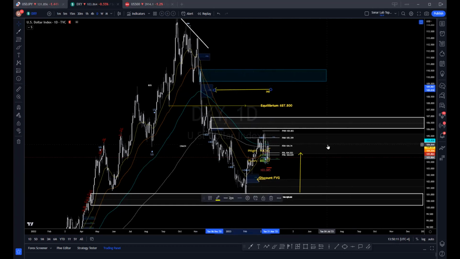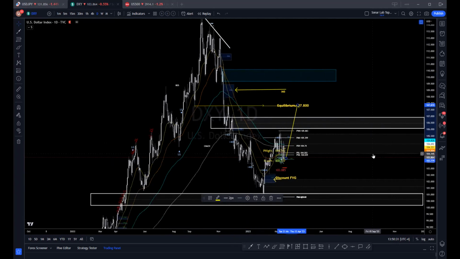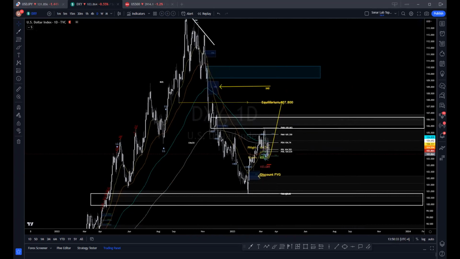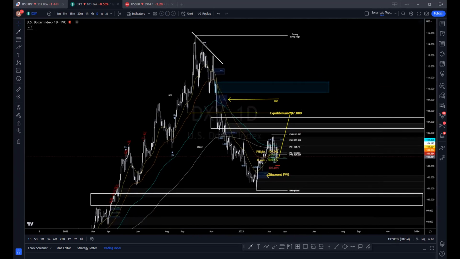So I don't know if price is going to go there. I don't know the future, but I can say I am looking for more dollar strength. Okay. I'm looking for more dollar strength to this swing low and this swing high, this swing high and this swing low. That would be the equilibrium price of this recent swing, okay?